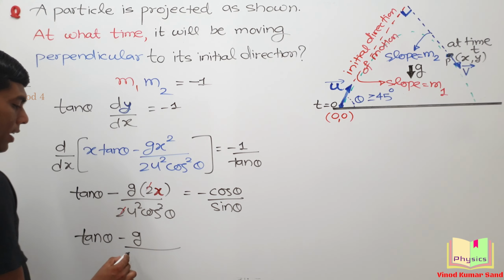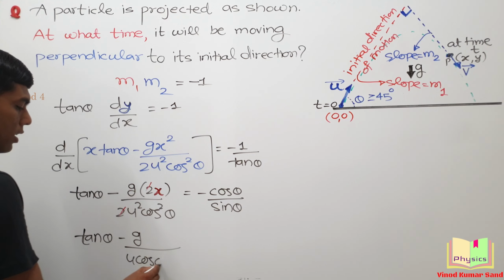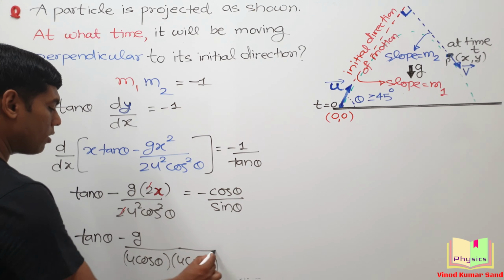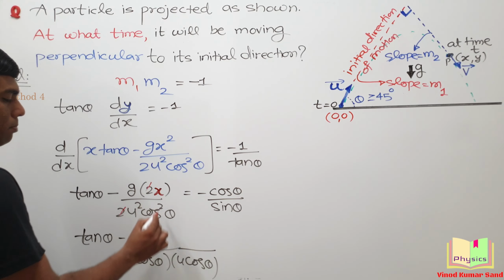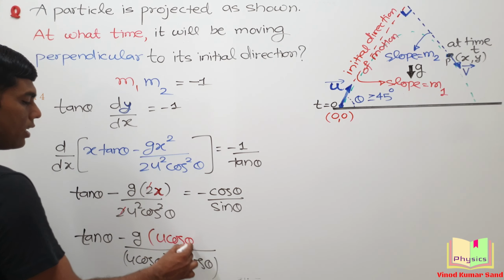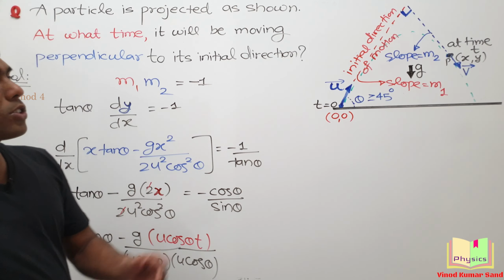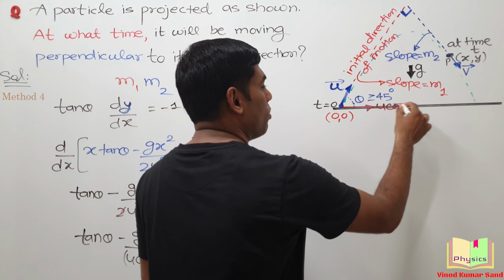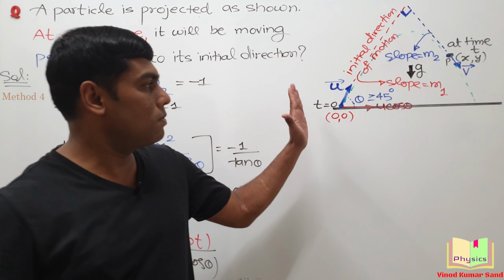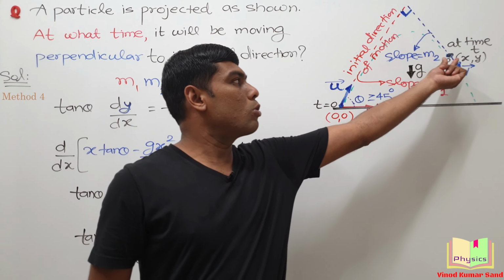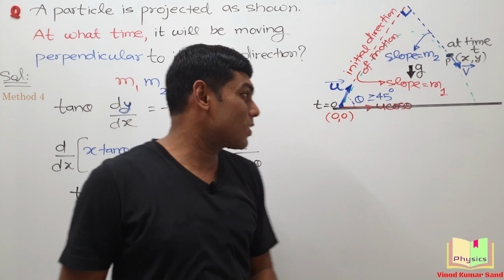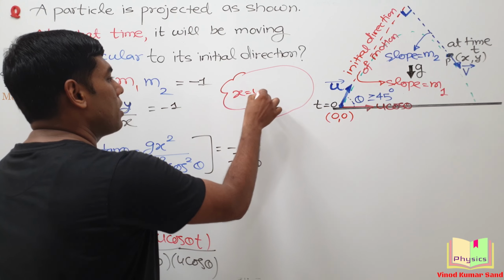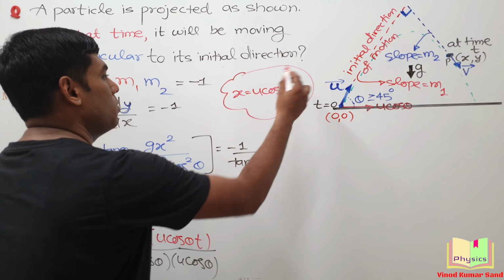Minus g by u cos theta into u cos theta. And at the place of x, I should be substituting u cos theta into t. The x coordinate will be horizontal speed into time. I hope you know this. U cos theta into time t will give us the x coordinate. If you require, I'm also writing here that x will be equal to u cos theta into t.